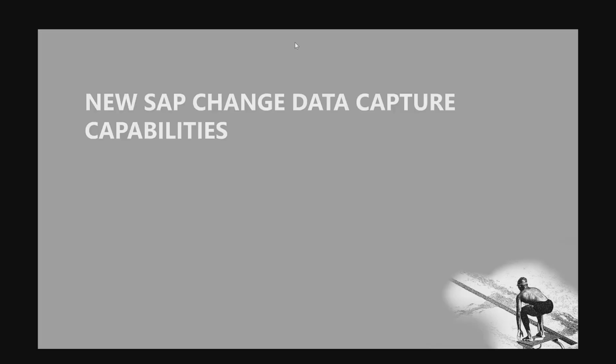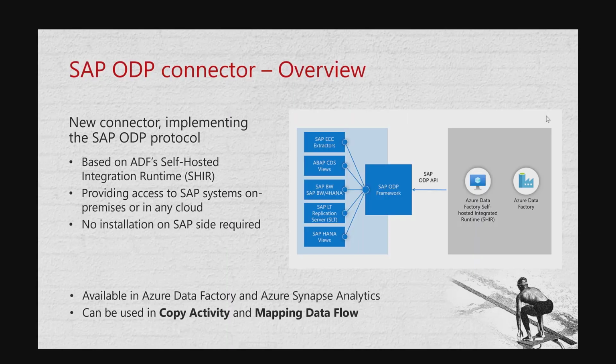So let's move on to the most recent innovations we have shipped in terms of SAP connectivity. And those innovations mainly deal with change data capture or Delta capabilities for SAP. The core of these innovations which we have recently shipped is the so-called SAP ODP connector. Before I go into the details of ODP, for those of you who have not heard the term yet, people familiar with SAP and SAP analytics and data warehousing tools might have heard this already in other contexts.